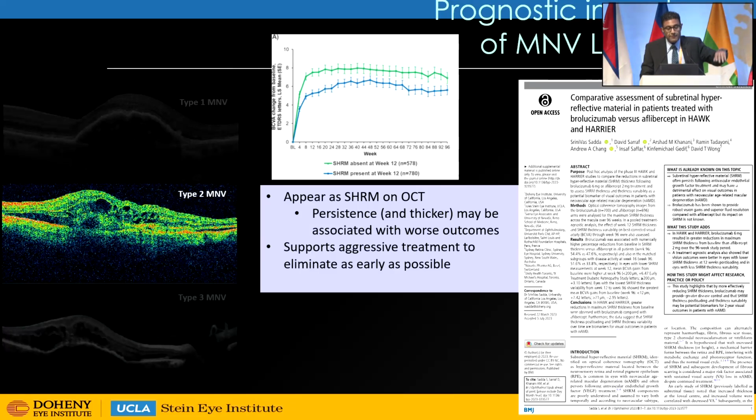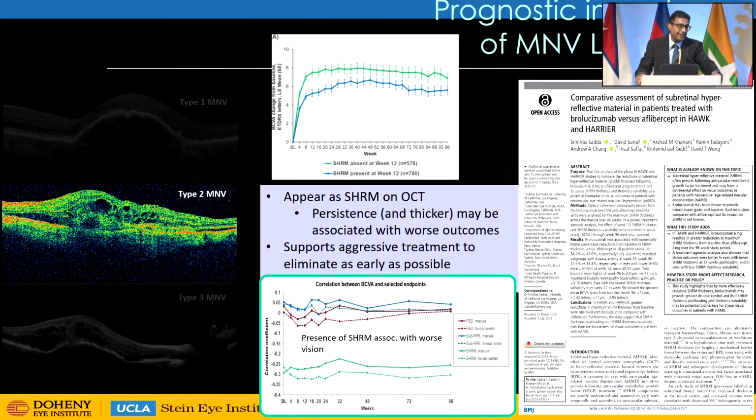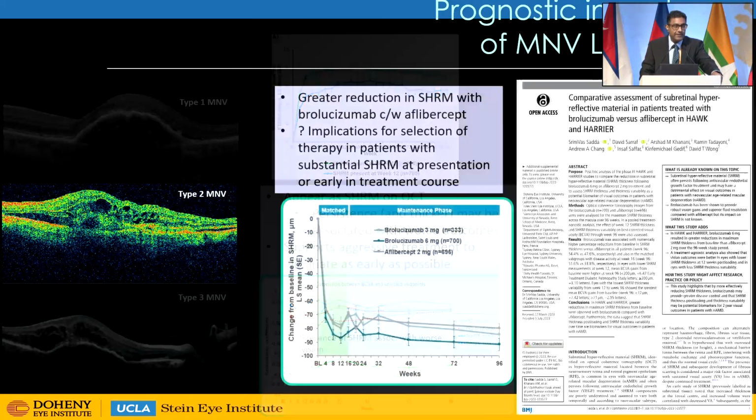This is a more recent post-hoc analysis from the Hawk and Harrier trials, where you can see that in the blue curve, patients who had SHRM on OCT still had a visual improvement, but you can see it's lower compared to patients who did not have SHRM. And in fact, that was the main variable. In just about every study, when you look at variables that predict treatment response, SHRM comes out. And it should surprise no one here, right? If you have material between your RPE and photoreceptors, that's probably not a good thing.